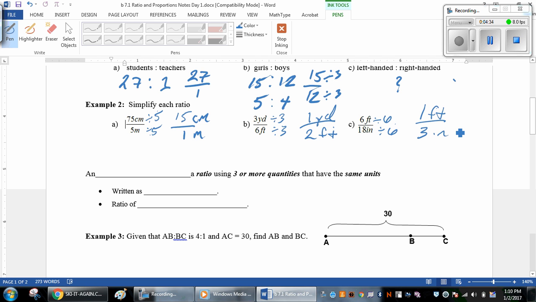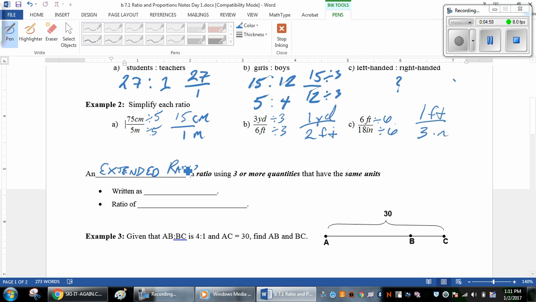All right. Now we have some more definitions here. We're going to call this an extended ratio. This makes sense. Look at their definition. Extended. To extend something means to make it longer, right? An extended ratio is a ratio using 3 or more quantities that have the same units.